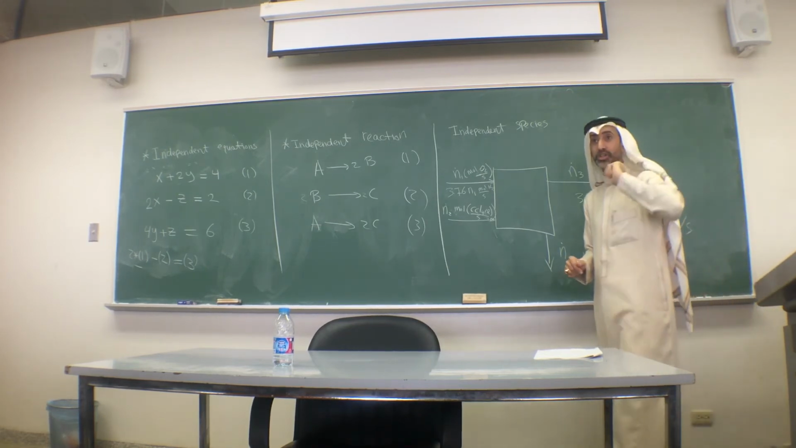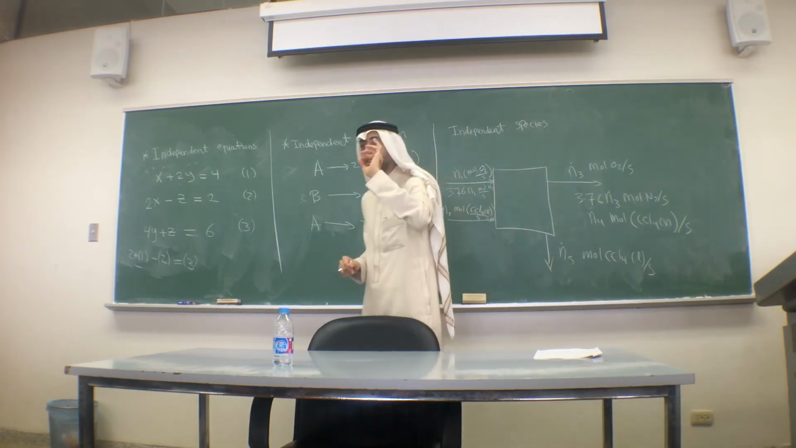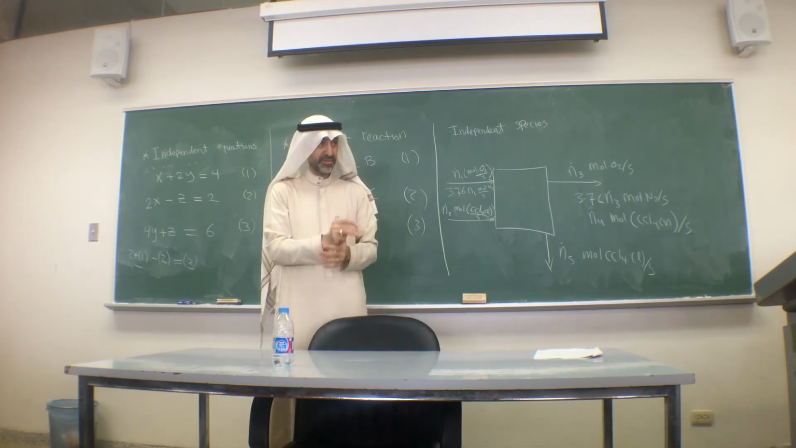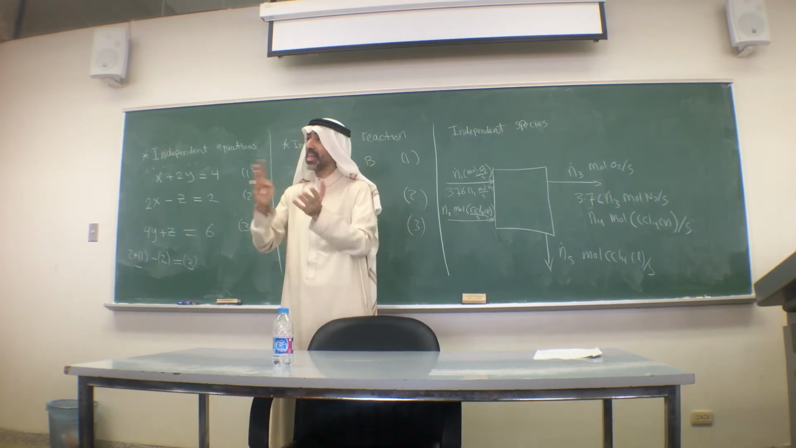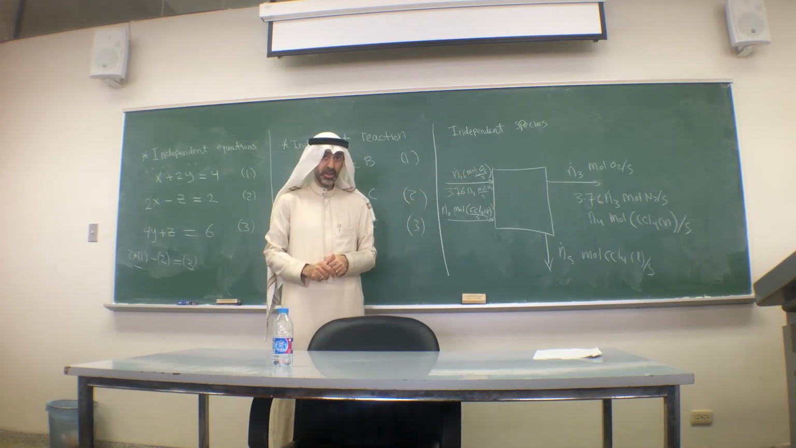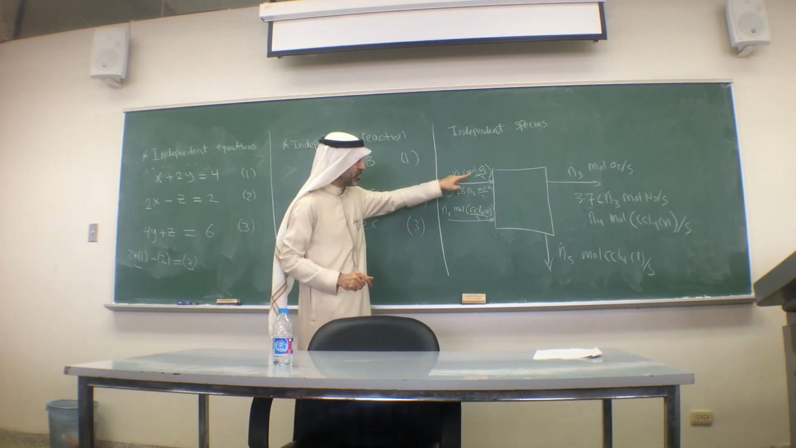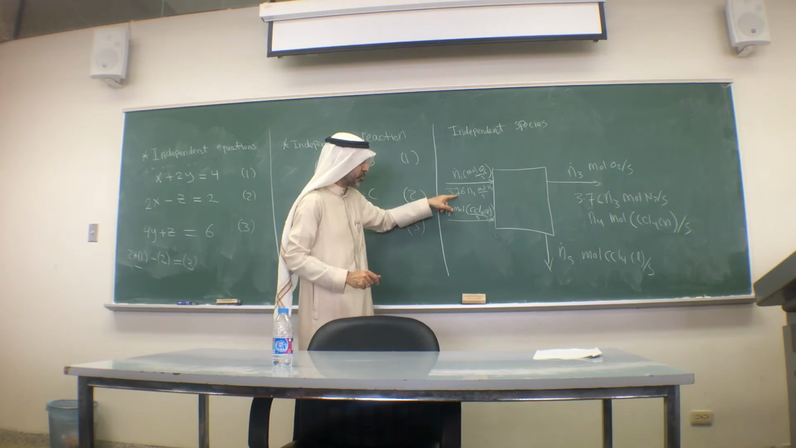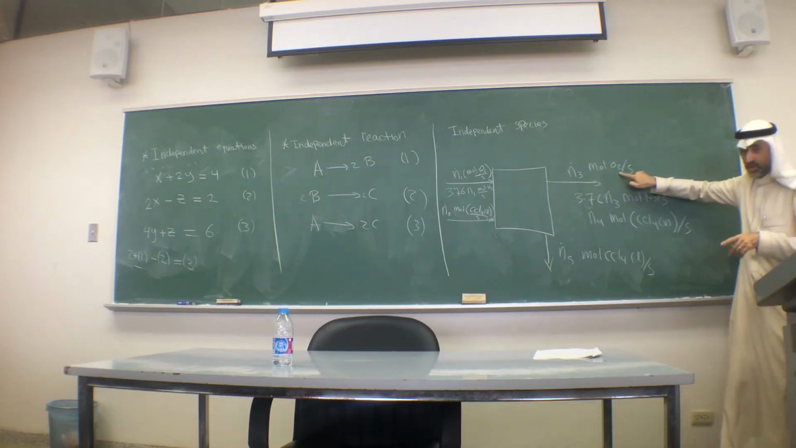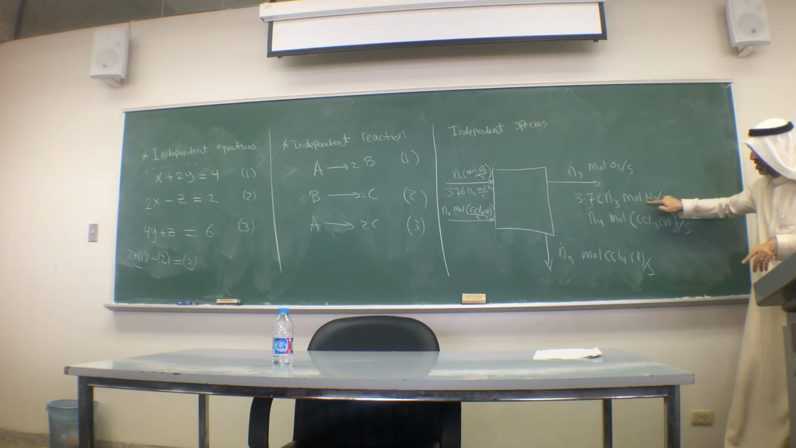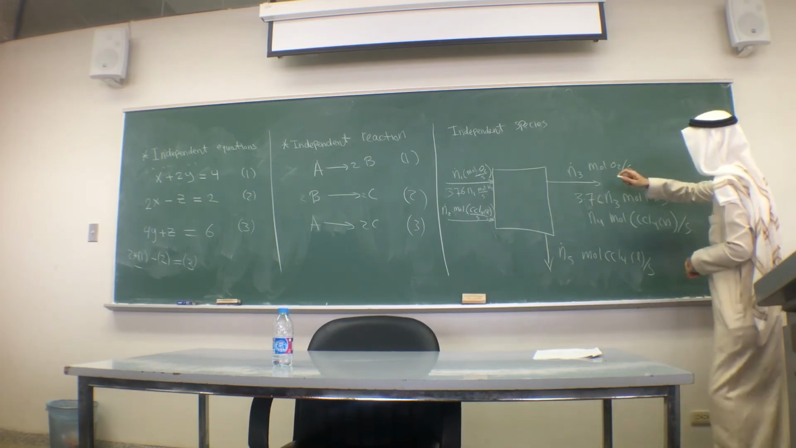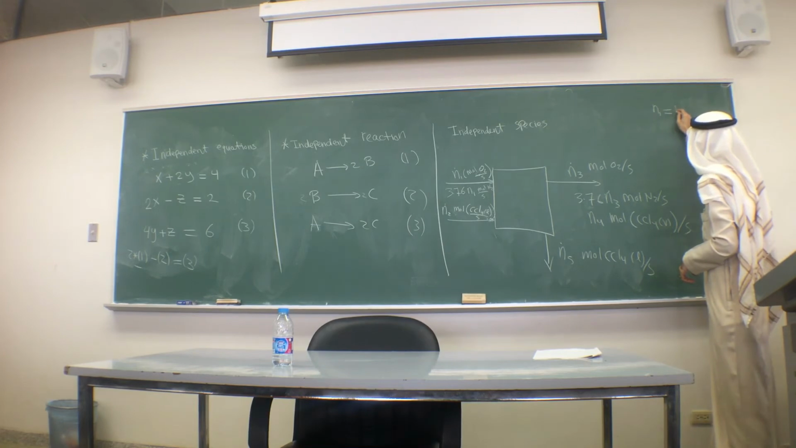If two species appear with the same ratio everywhere in the chart, wherever they are encountered, then they are dependent. Let's take O2 and N2. For each one mole of O2, you have 3.76 moles of N2. So the ratio between oxygen and nitrogen is the same. Oxygen balance: N1 equals N3.